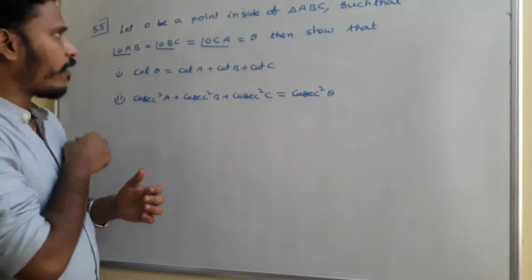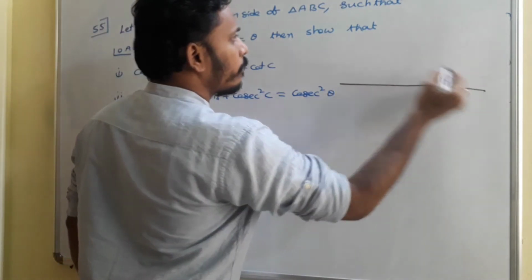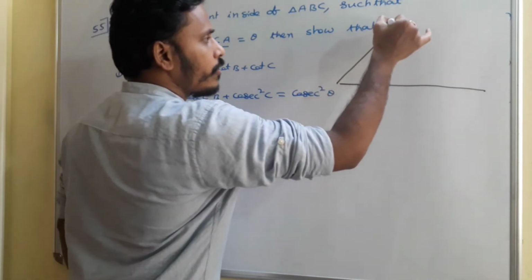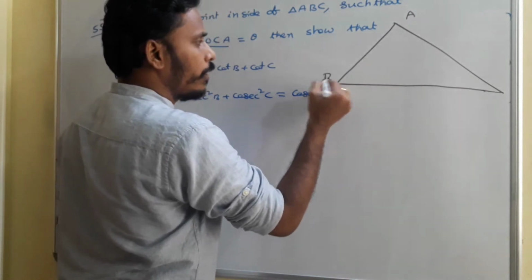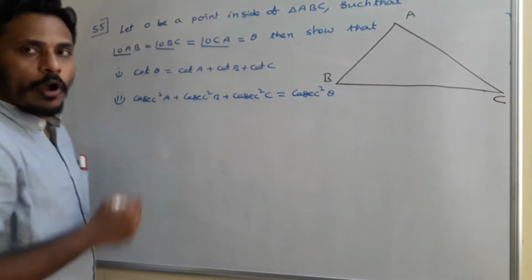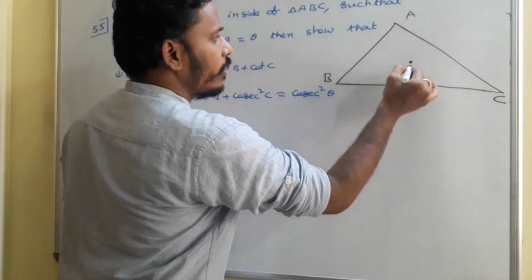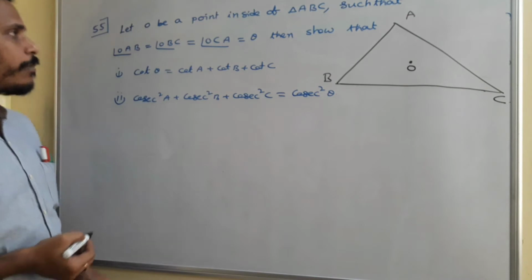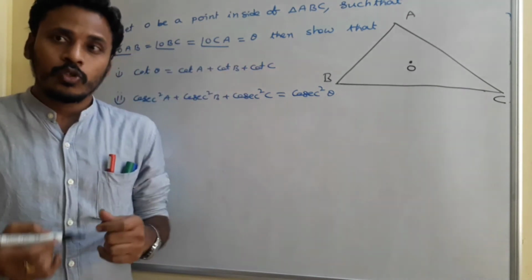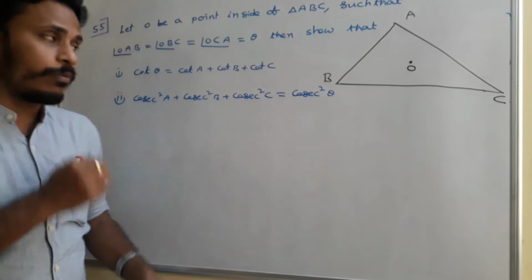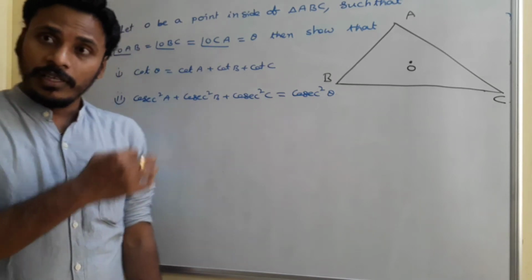So we need to take a triangle and indicate a point O inside the triangle. Suppose this is the triangle ABC, we need to take a point O inside the triangle. Somewhere I have O inside the triangle. After that, as they mentioned, angles OAB, OBC, OCA are theta. So indicate those angles OAB, OBC, OCA. I need to join that O with A, B, C.